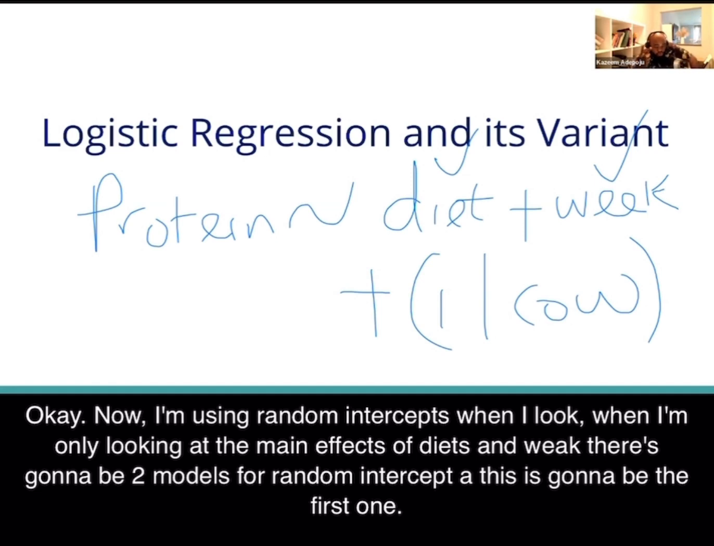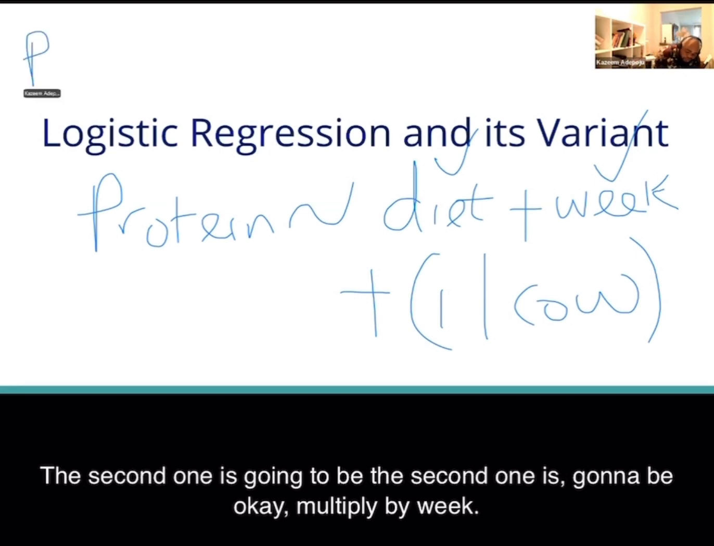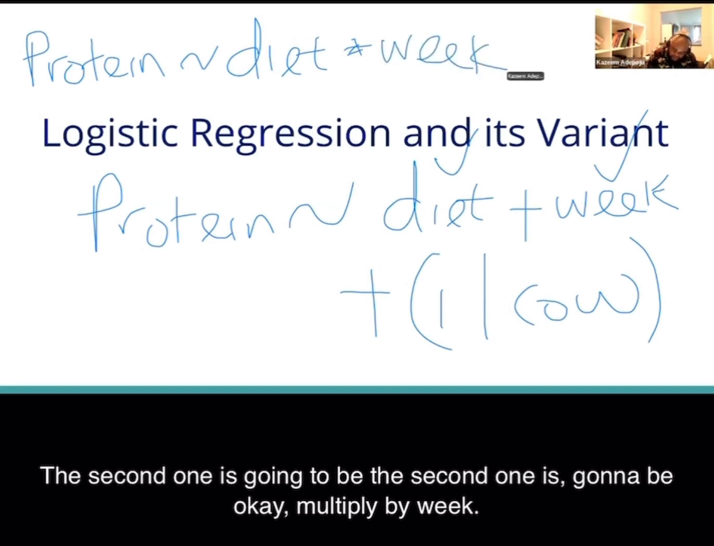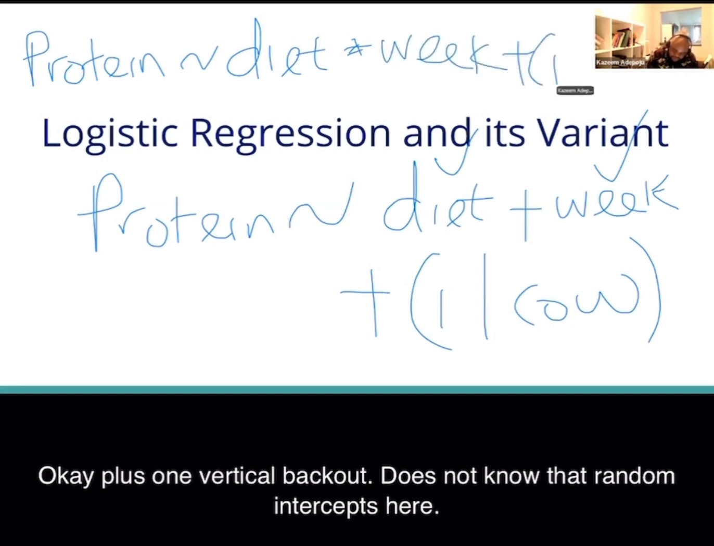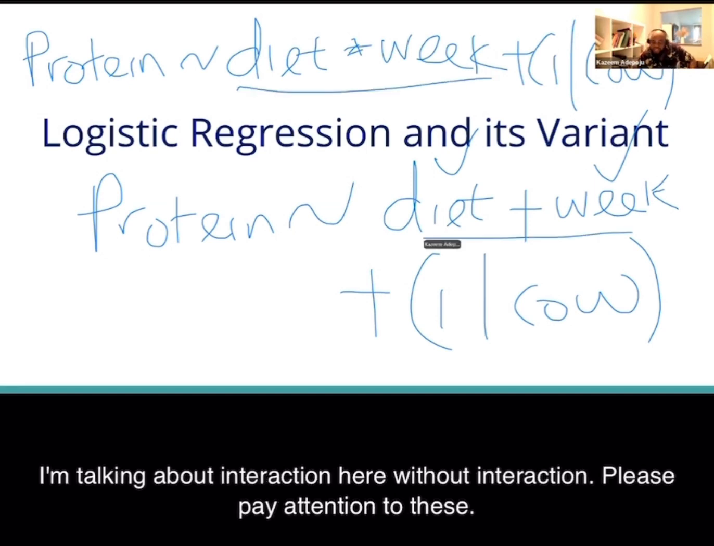There are going to be 2 models for random intercept here. This is going to be the first one. The second one is going to be diet multiplied by week, plus 1 vertical bar cow. That's another random intercept, except that here I'm talking about interaction. Here, without interaction. Please pay attention to this.